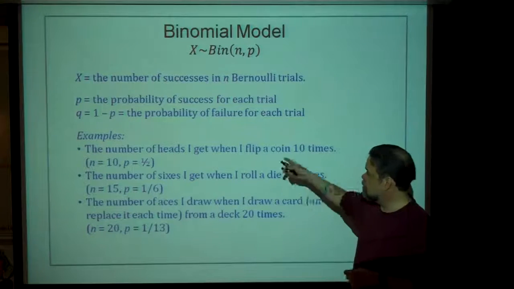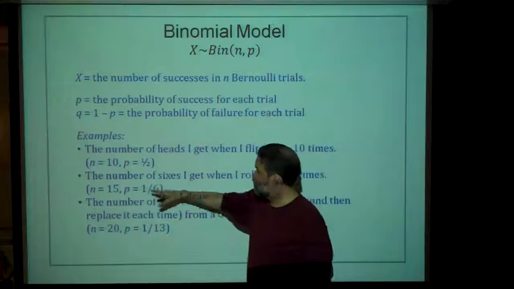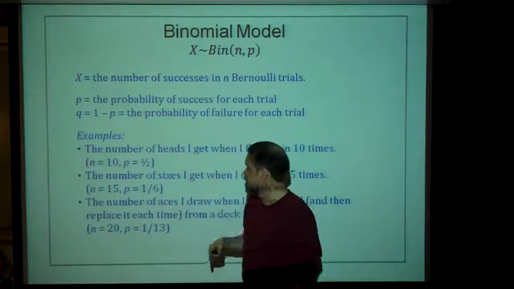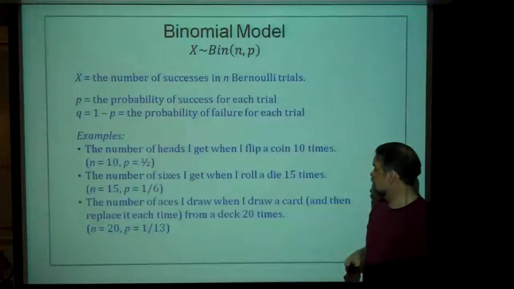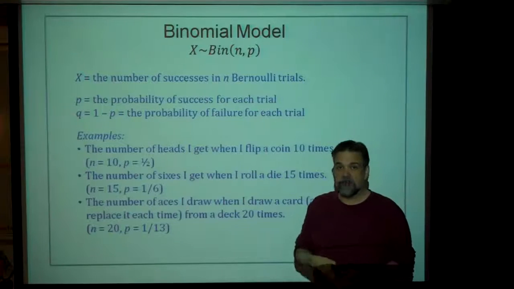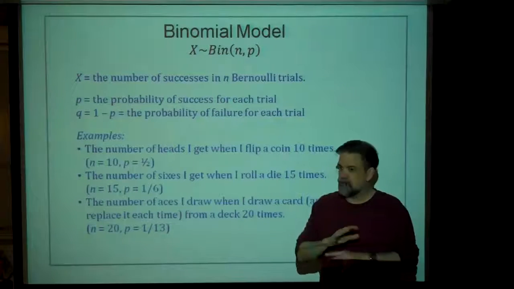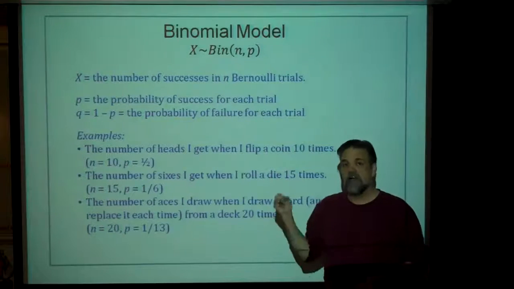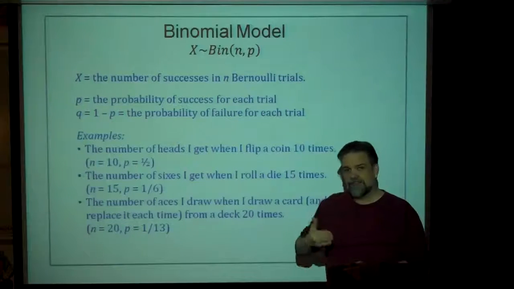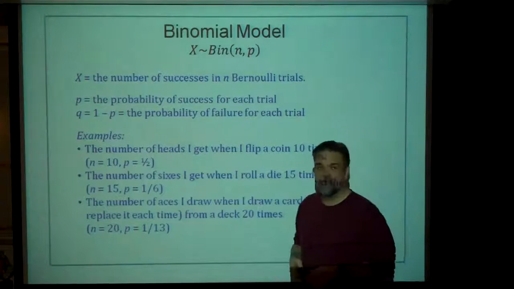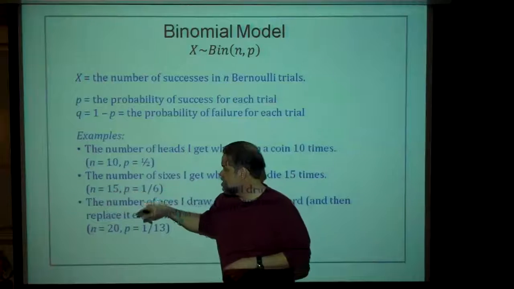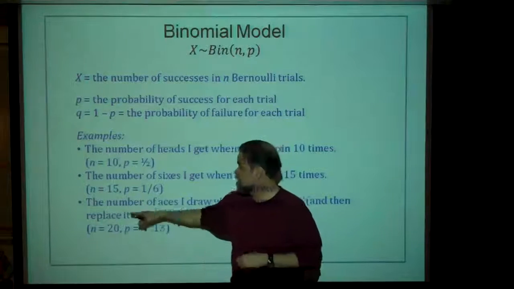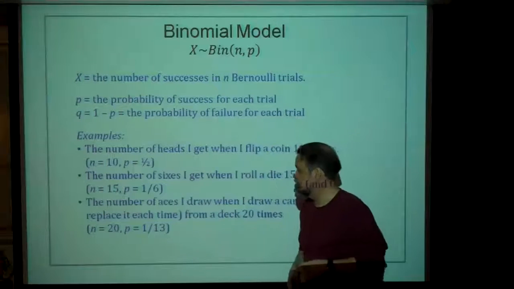But that would be a binomial random variable where n is 10 and p is 1/2. Or the number of sixes I get when I roll a die 15 times. It doesn't matter how many successes or failures I get. I roll it 15 times, and then I count the number of successes. So that's a binomial random variable where n is 15 and p is 1/6.